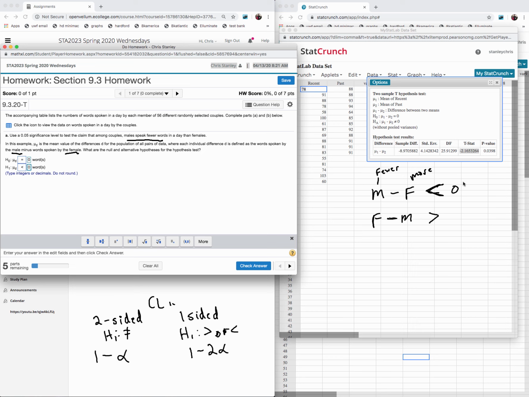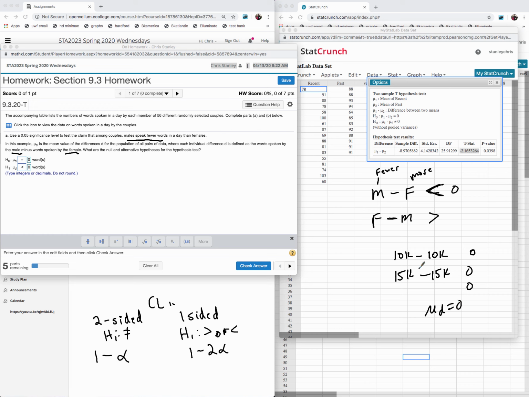And it's 0 because if every pair said the same amount of words and we got the difference between every pair and then averaged them, it would be 0. For example, if I said 10,000 words and my wife said 10,000, and you had 15,000 and your partner had 15,000, and they were the same, all these differences would be 0. So mu d would be equal to 0 if they talk the same. Well, if all the males are fewer and all the females are more, then that would be a less than.